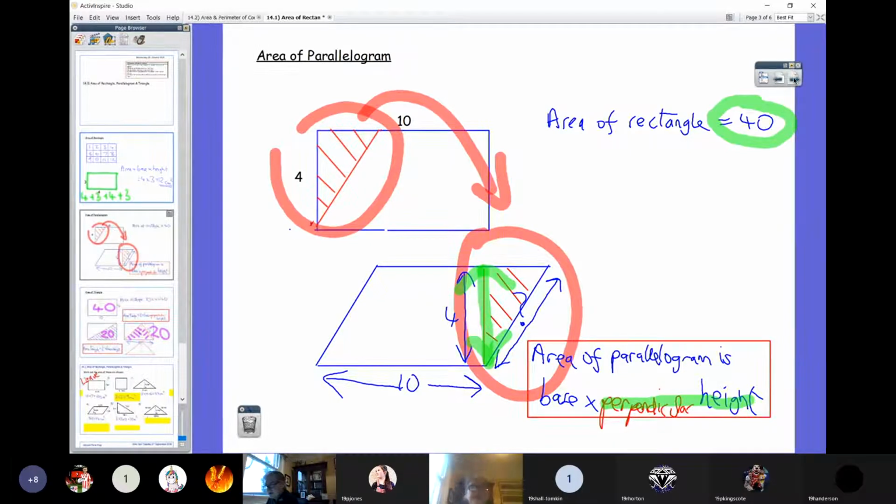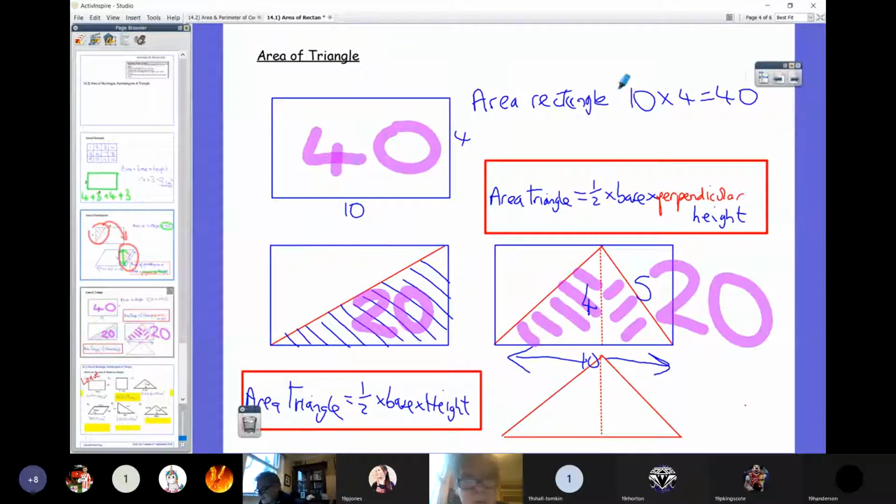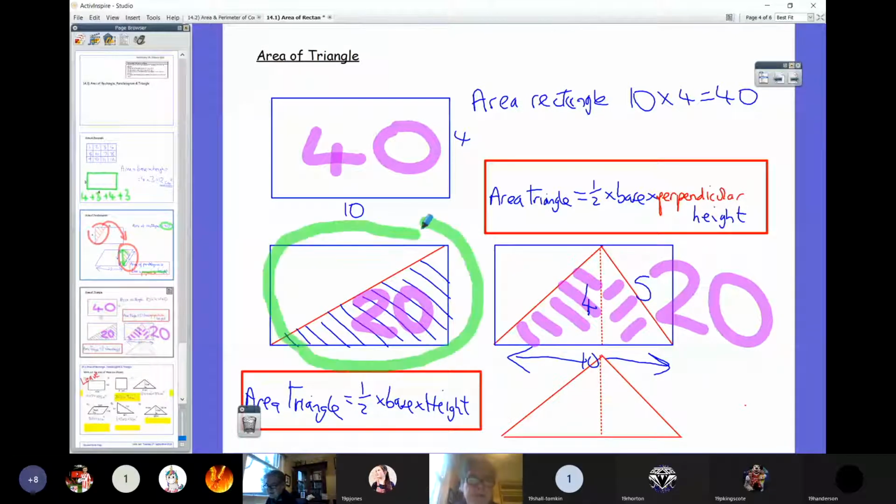So back to an easy one. Areas of triangles. Now imagine we start off with the same rectangle. We've got 10 times 4 is 40, and we draw a line straight across the middle, and we just take half that shape. We've formed that triangle over here, which I'm circling in green. When we've formed that triangle, it's half the area. So it's going to be half the 40, which is 20.